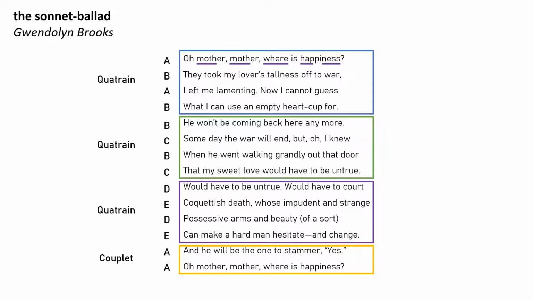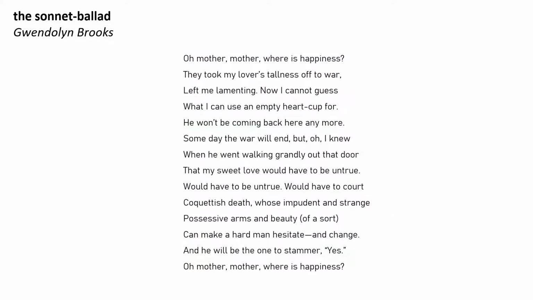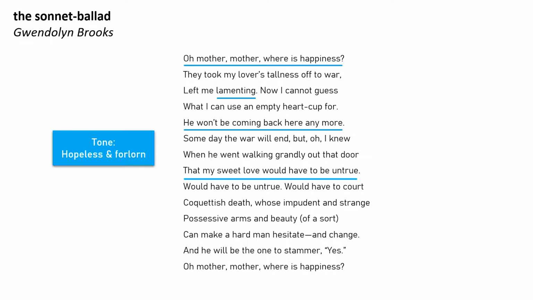Gwendolyn Brooks uses enjambment, which is the continuation of a sentence or thought beyond a single line. And this technique contributes to the conversational nature of the poem overall. Let's take a look at the tone and diction of this poem. The tone, or the speaker's attitude, is hopeless and forlorn, and this comes across in the very first line, which is a question that sounds pleading and very desperate.